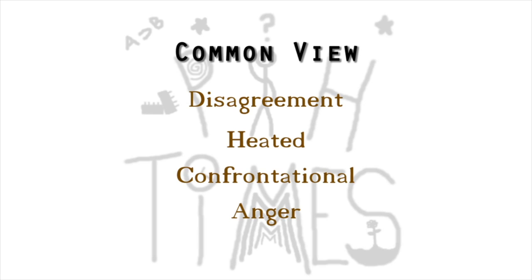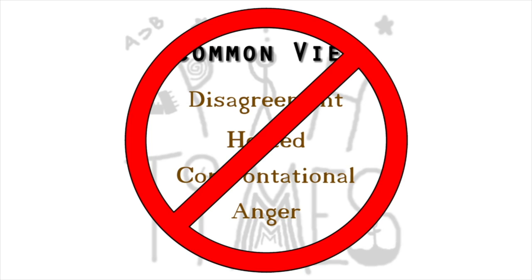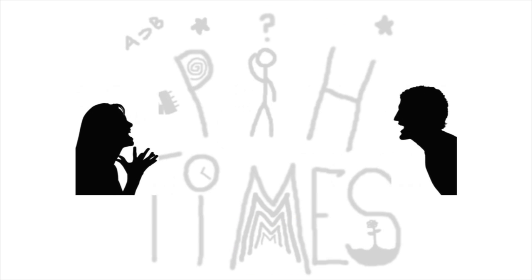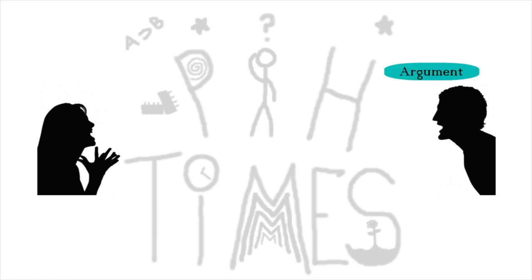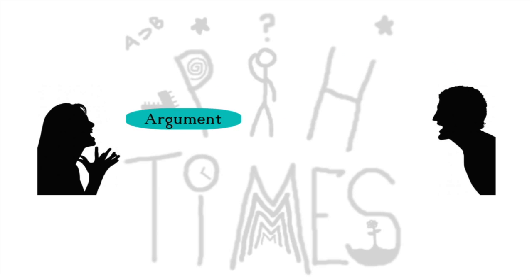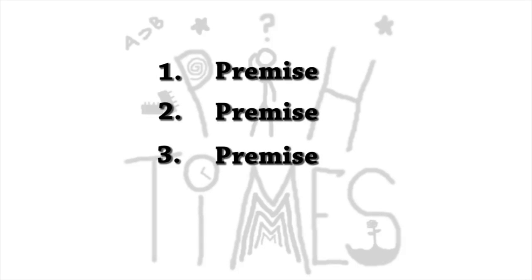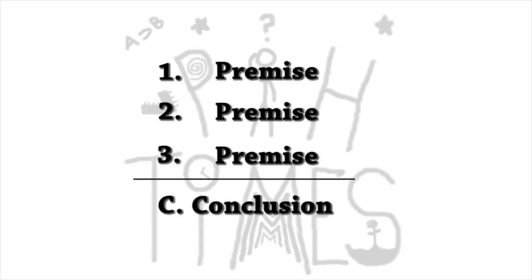In the world of philosophy, though, just as in the world of science, this isn't what we mean when we say argument. An argument isn't even something that two people have, it's something one person has and presents. In the academic world, an argument works like this. You have a premise or premises, which are facts or claims being made about something, and a conclusion, which is what the premises are trying to prove.